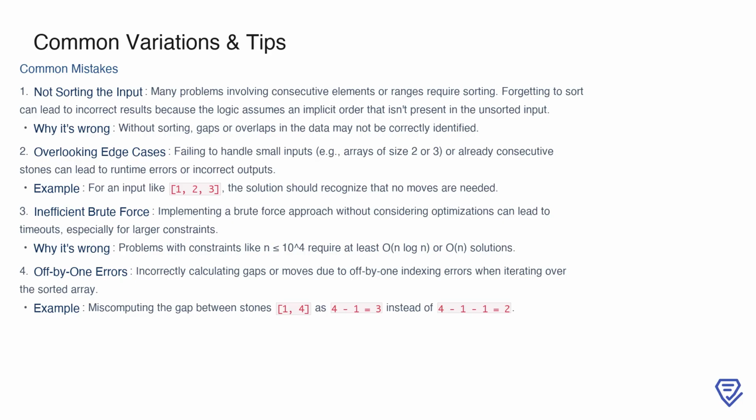Another mistake is relying on a brute force approach. While it might work for small inputs, it's not scalable and will likely run into performance issues for larger constraints, such as when the input size is up to 10,000. Finally, off-by-one errors are a frequent source of incorrect results. These errors often occur when calculating gaps, such as incorrectly computing the gap between stones 1 and 4 as 4 - 1 = 3 instead of subtracting an additional 1 to account for the stones themselves, resulting in 4 - 1 - 1 = 2.